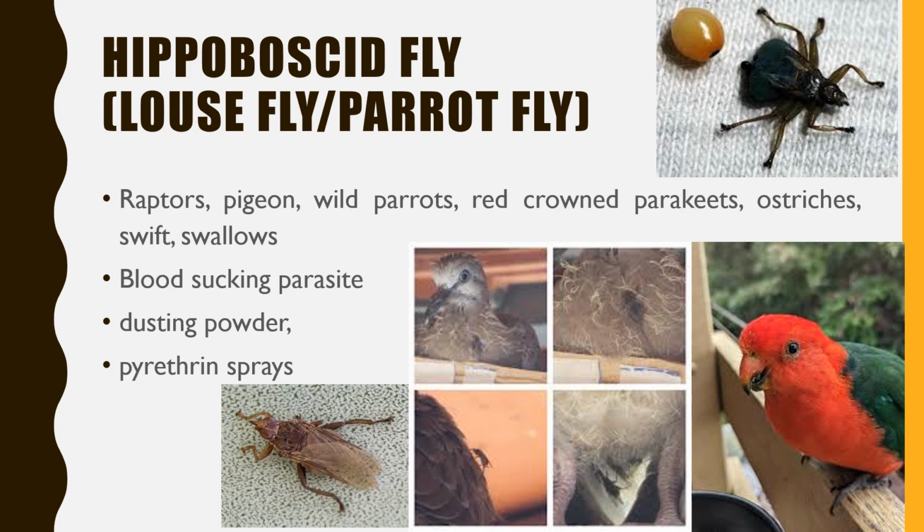Hippoboscid flies are louse flies or parrot flies. They can be found in raptors, pigeons, wild parrots, red-crowned parakeets, ostriches, and swifts and swallows. They mostly suck the blood, and their treatment can be dusting powder with pyrethrins and sprays.